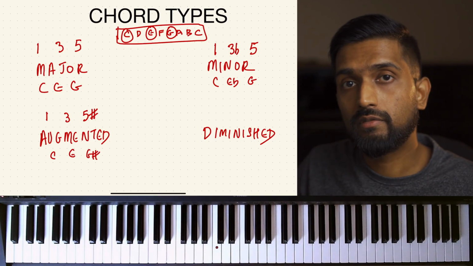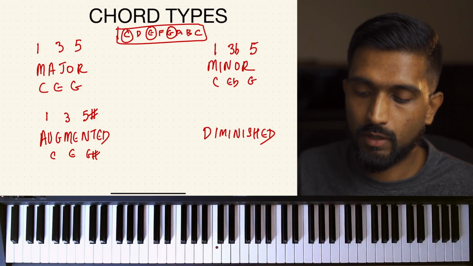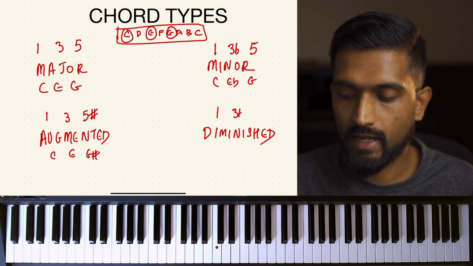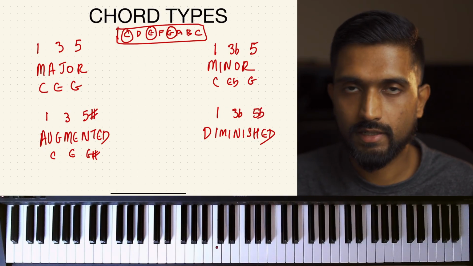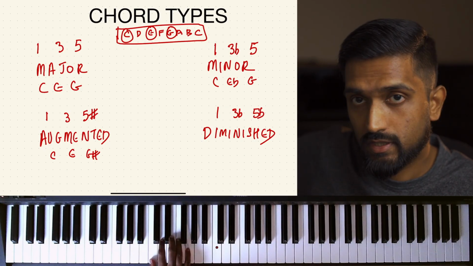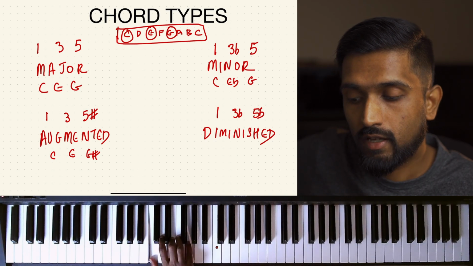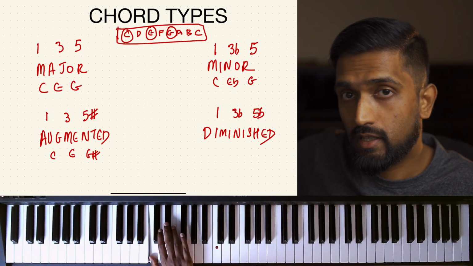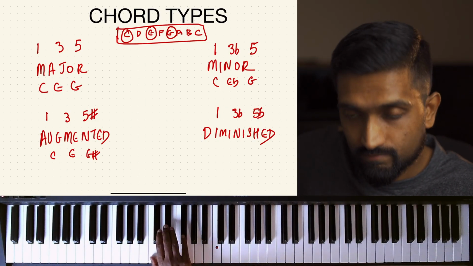And lastly, you have the C diminished. The formula for the diminished is 1, 3 flat, and 5 flat. So C, E, G is 1, 3, 5. So 3 becomes a flat and 5 also becomes a flat. So we get C, E flat, G flat.